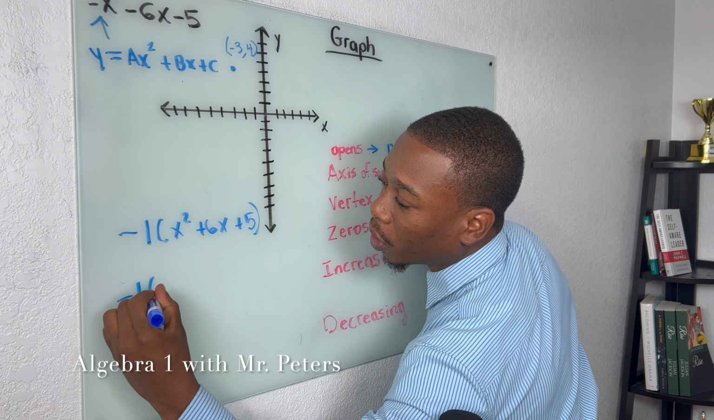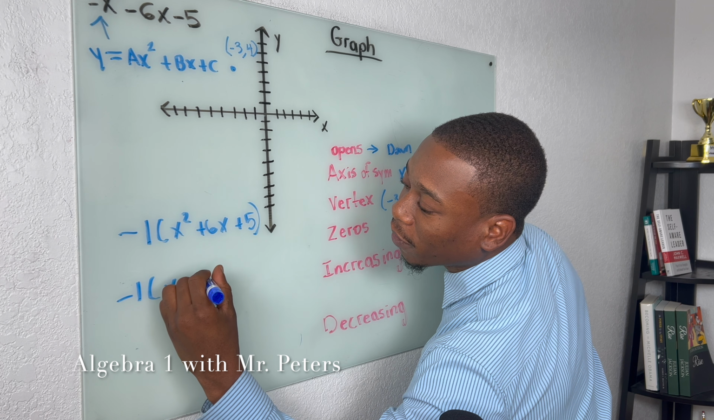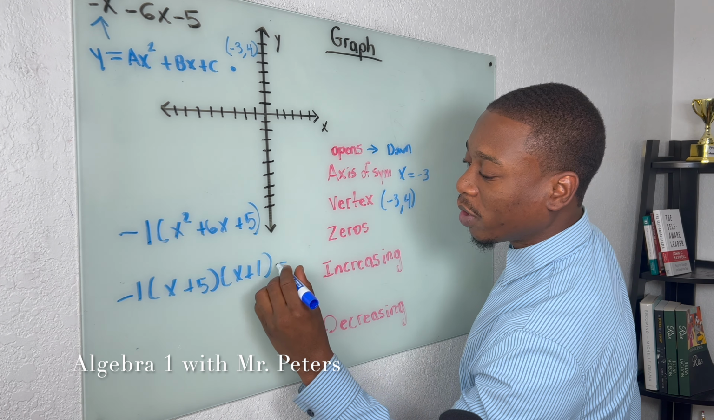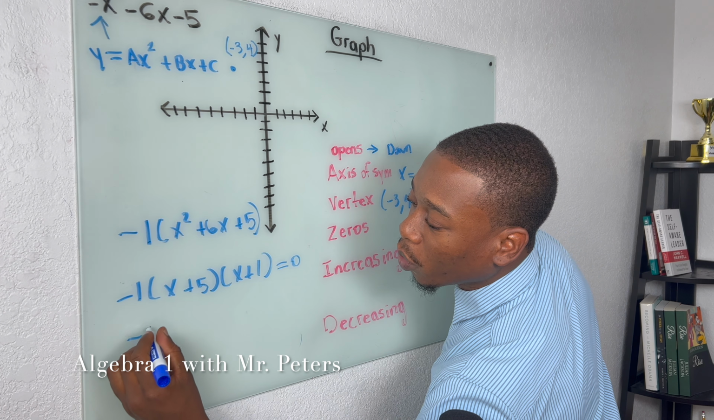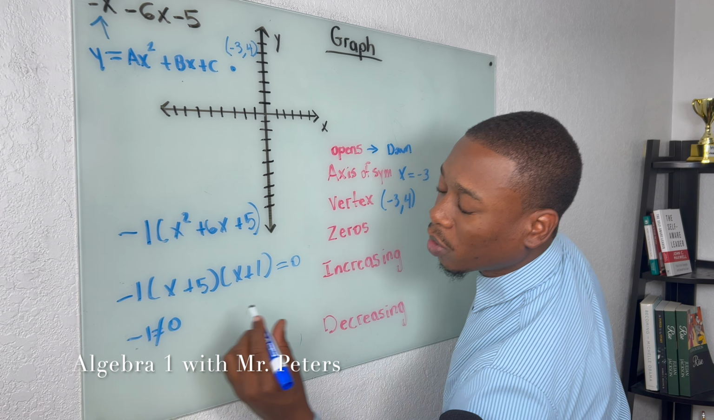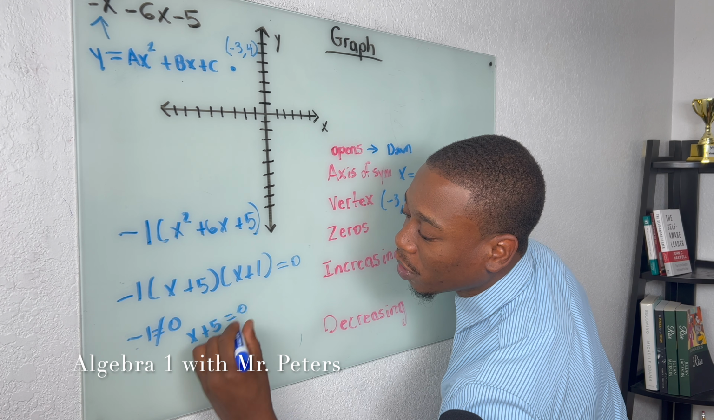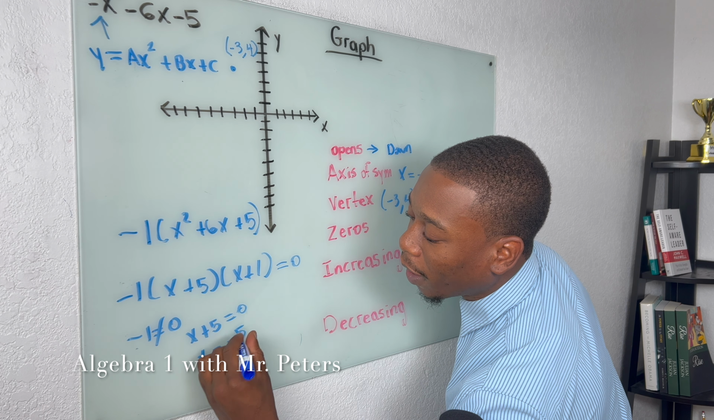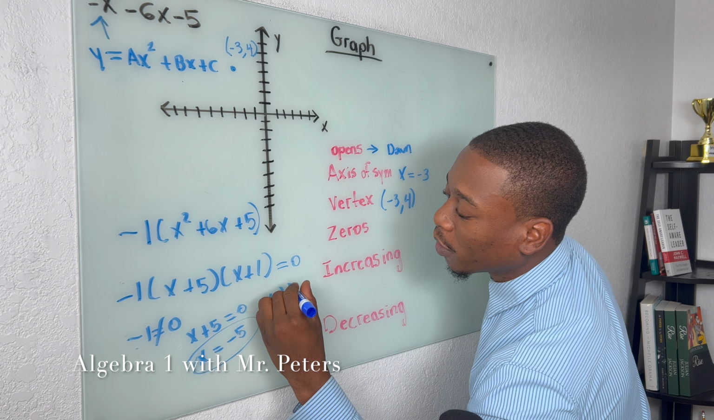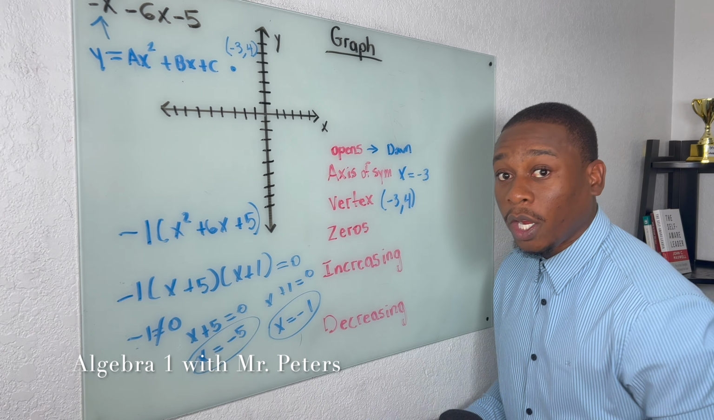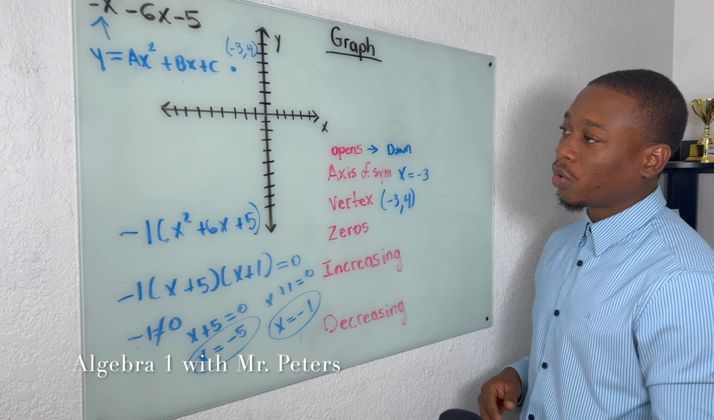All right, so we have -1, we have x plus 5 times x plus 1, right? We're setting everything equal to 0. We know -1 is not equal to 0, so we throw that problem out. X plus 5 is equal to 0, so x is equal to -5. X plus 1 is equal to 0, so now we have x is equal to -1. Here are our two zeros.